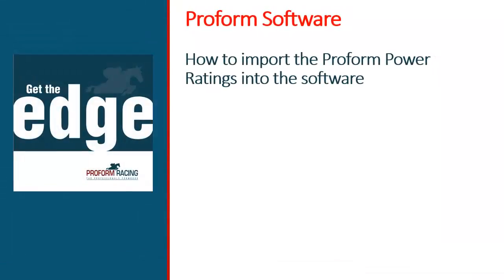with a 60% strike rate from the top 3 rated horses. Proform Power Ratings are one of the key cornerstones for those that wish to identify contenders or shortlist horses in a race. And in this video, I show you how to load the Proform Power Ratings into the Proform software.